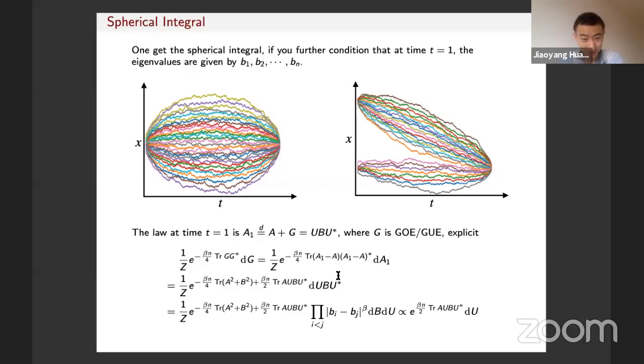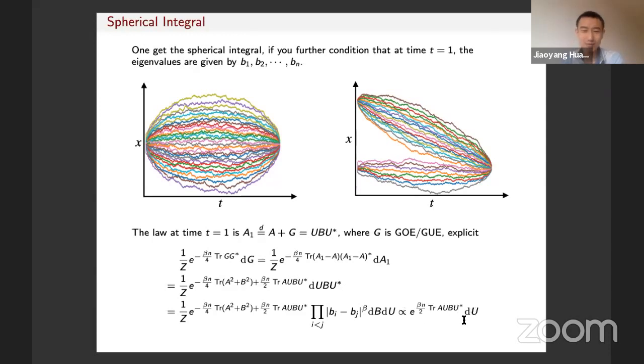Then we can write this explicitly as dB dU, which gives us a Jacobian term, product over i and j of (b_i minus b_j) to the power beta. We also see this change of variable in Ali's talk. Now if we further condition on B, then this Jacobian and this trace of A squared plus B squared become just some constant. So what's left is just the integrand of the spherical integral, exponential of trace of A U B U star, dU.